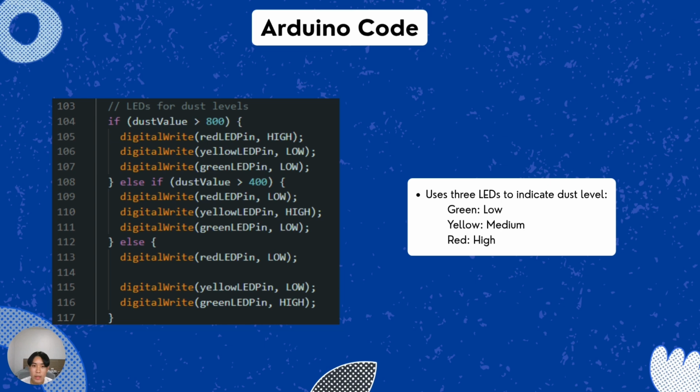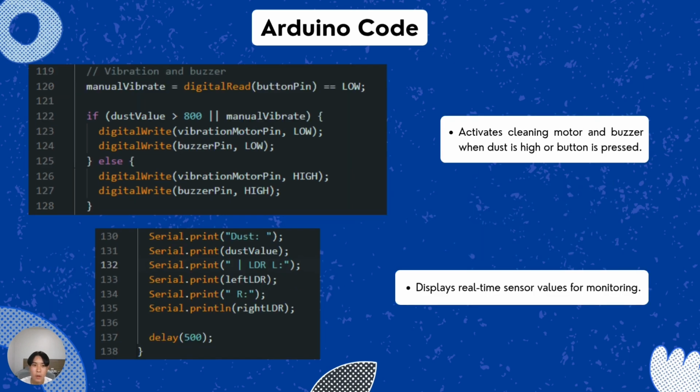There are three LEDs that act like a traffic light to show the dust level. Green means low, yellow is moderate, and red indicates a high level of dust, which might require cleaning. When the dust level is high or when the button is pressed, the vibration motor and buzzer turn on. This simulates the cleaning mechanism activating to shake off the dust from the panel.